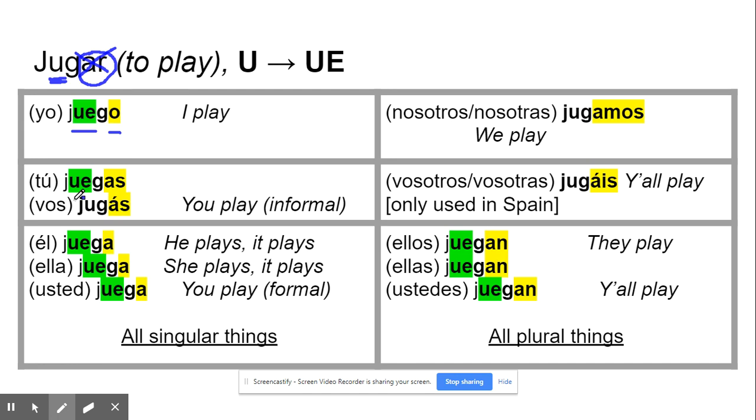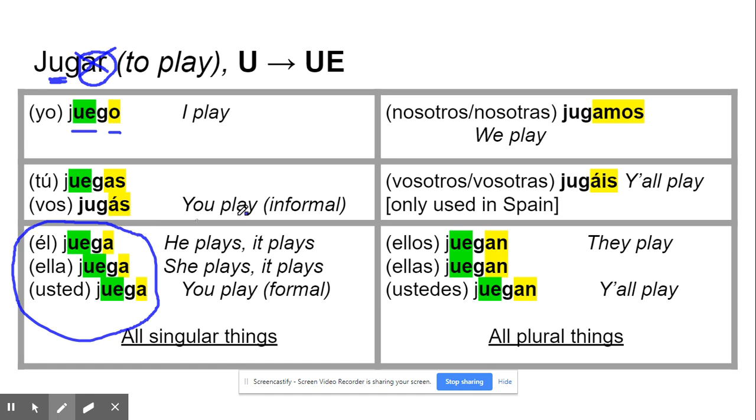My vos conjugation of jugar doesn't have a stem change because vos never has a stem change. So we have jugas. The él, ella, usted conjugation for jugar has a stem change. So we can see it has that highlighted green in this form right here. Juega. A is that last letter. That's the ending for él, ella, usted form for AR verbs. And that U changed to a UE. So juega could mean he plays, it plays, she plays, or you formal play.